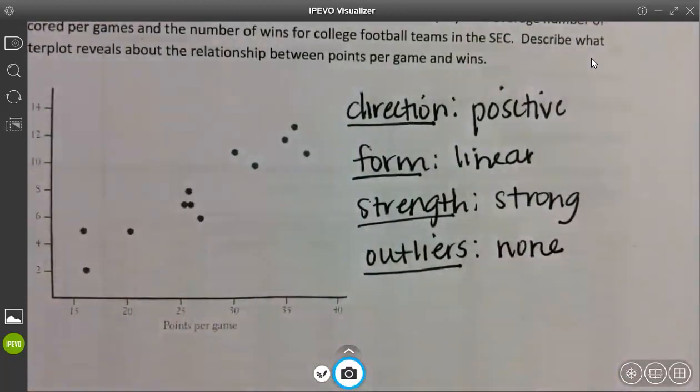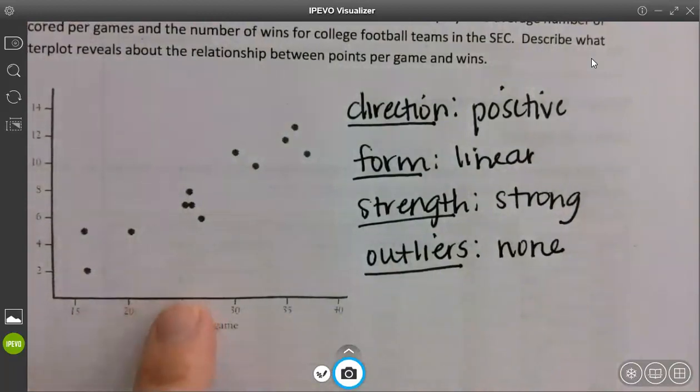Would the bottom left corner and top right corner be a cluster or just 90%? No, because they're very close to each other. It's got to be like a large gap. Like if you look, this is 20, 25, and then, yeah.